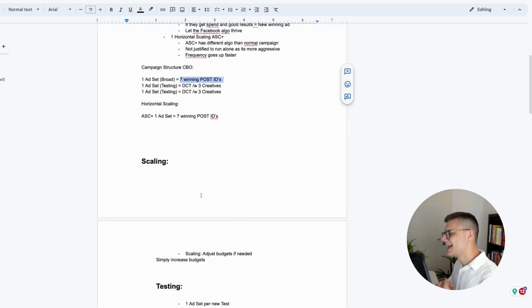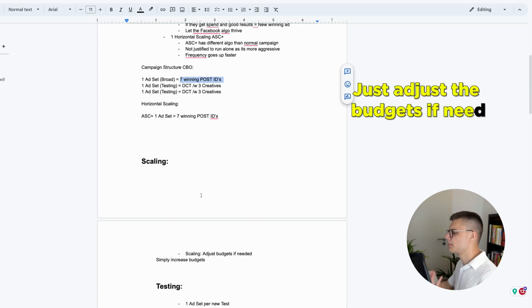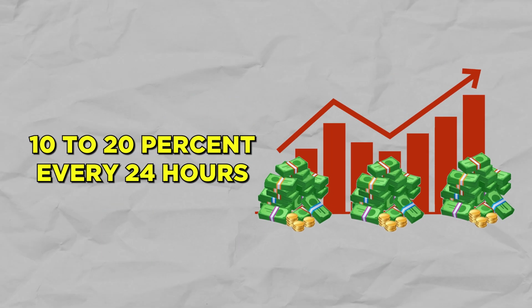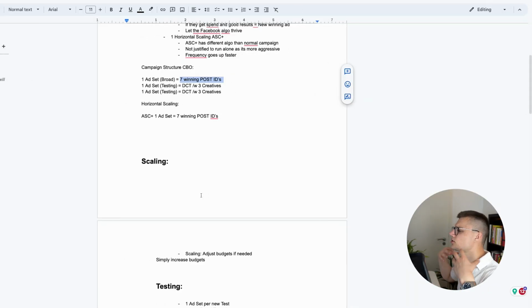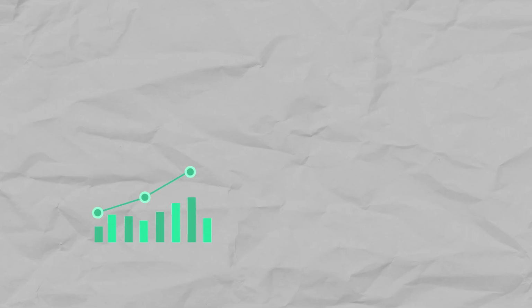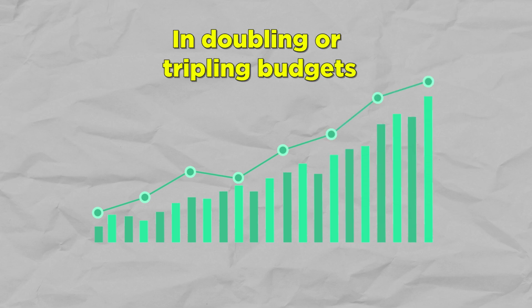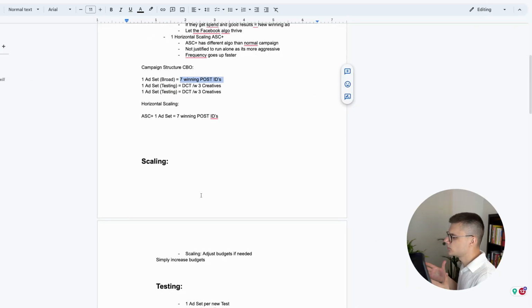When it comes to scaling, it's so simple. You just adjust the budgets if needed. Simply increase the budgets by 10 to 20% every 24 hours. There's nothing super right or wrong, just don't increase it too much, because especially with a CBO and broad post IDs, it could get out of the learning phase, and we don't want that. We want stability. So I value slow growth over doubling or tripling budgets overnight. Again, if you bootstrap especially, this makes way more sense.